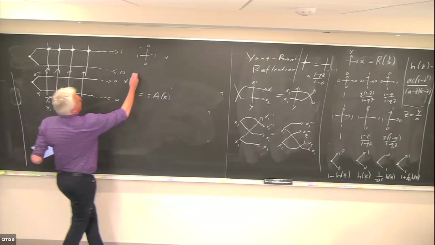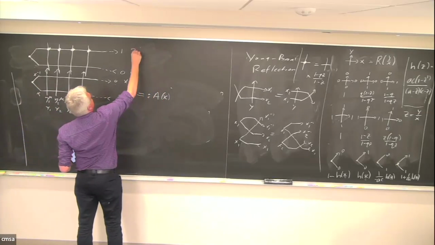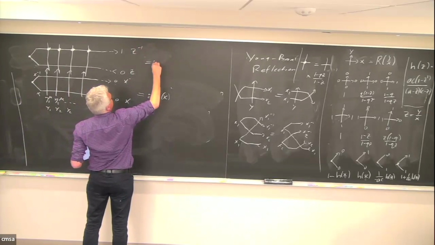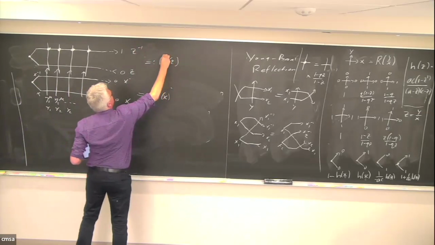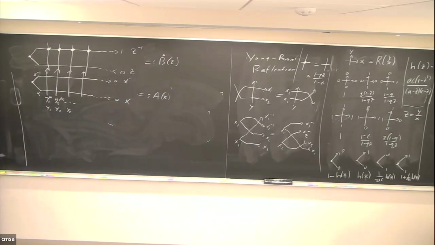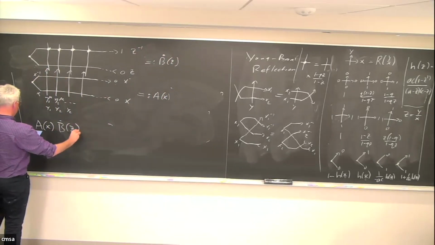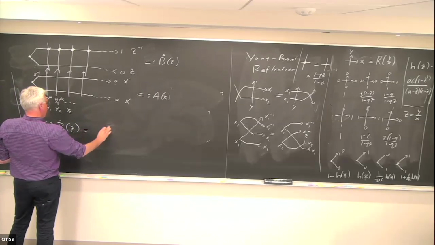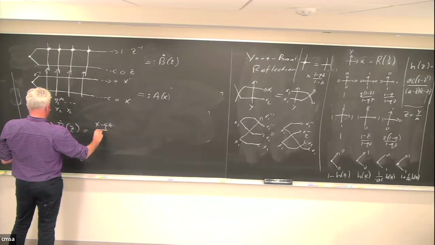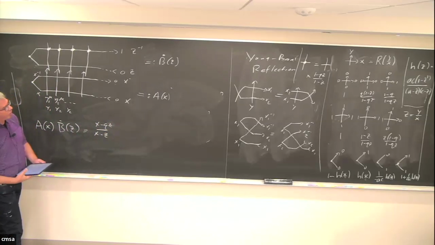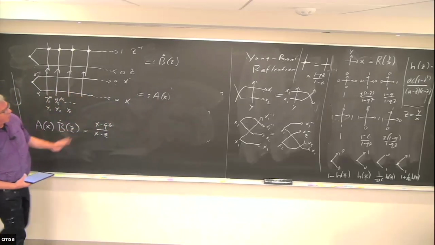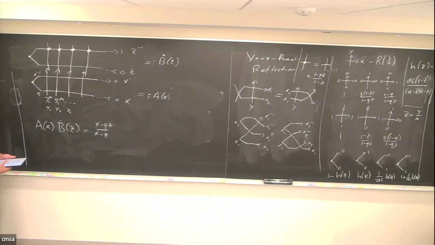So let me put a dot. Call this operator B dot of Z, where there's a variable Z running around. And there's a commutation relation between A and B dot. It says that A(X) B(Z) is equal to (X minus QZ) over (X minus Z)... So this Z is not the same as that. Z is just sort of an auxiliary variable.